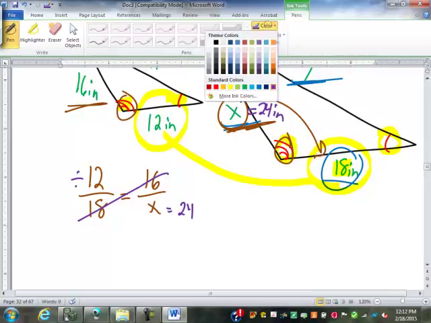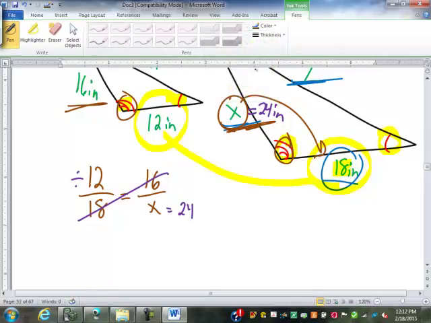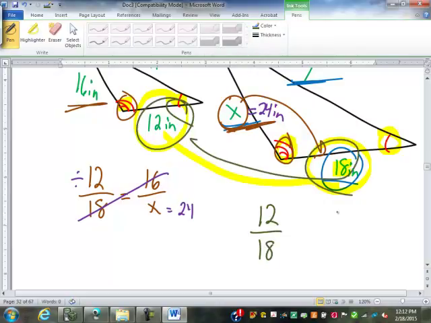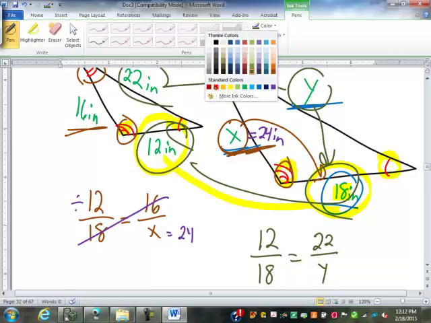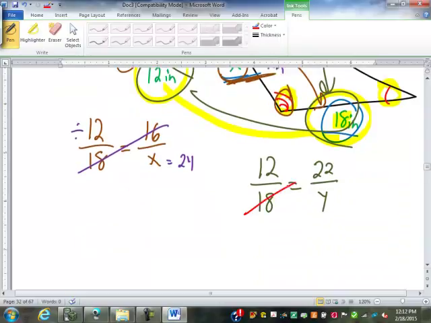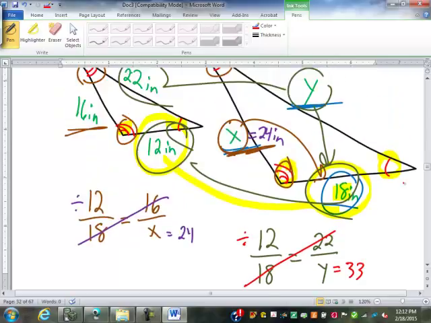And we can do the same process for finding y. We still have the 12 to 18. We're still using those two related sides as our base. Y is also from the same triangle as the 18, so it's still going to go on bottom. The corresponding side from the other triangle is 22. If we cross multiply and divide, 18 times 22 divided by 12 is going to give us 33. So y is 33 inches.